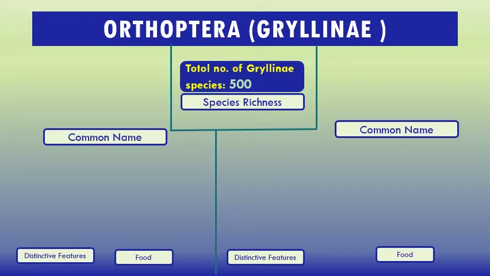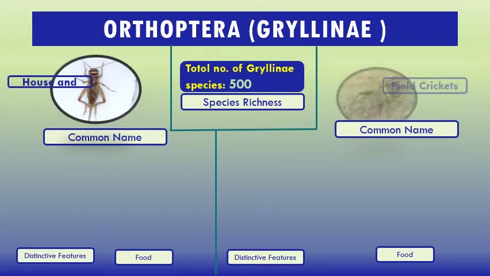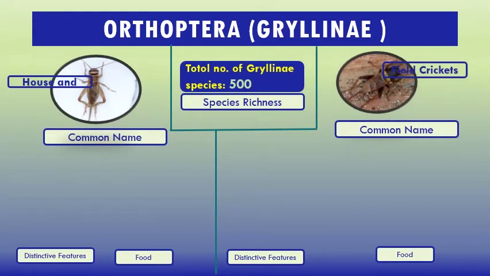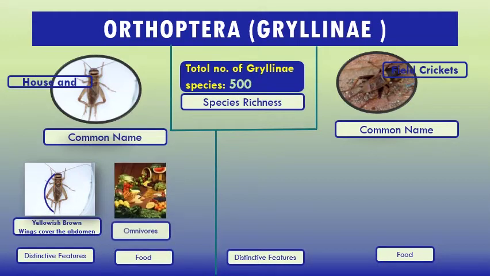Now Gryllinae, about 500 species are known to occur within this subfamily. Common names: house cricket and field crickets. Both are included in this subfamily. Now let's see distinctive features of house cricket. Yellowish brown wings covered with abdomen. Here it is.